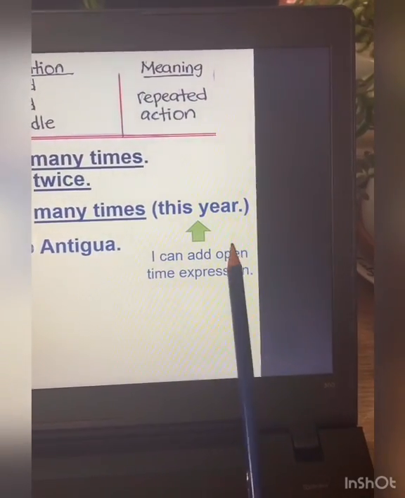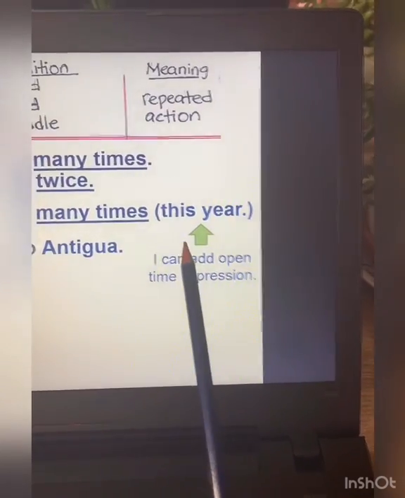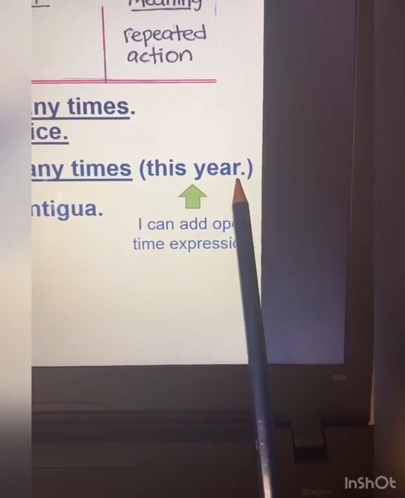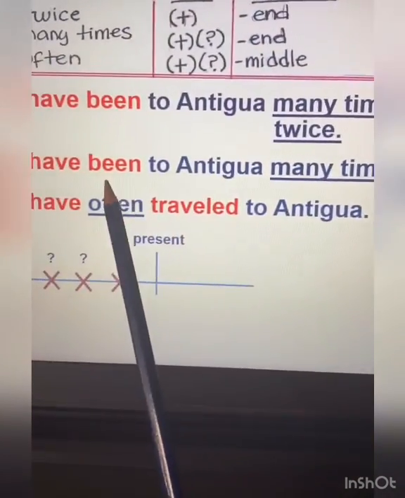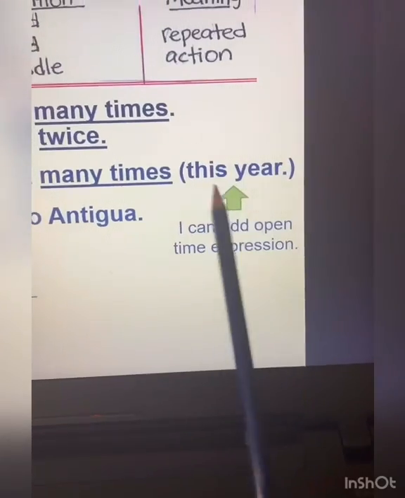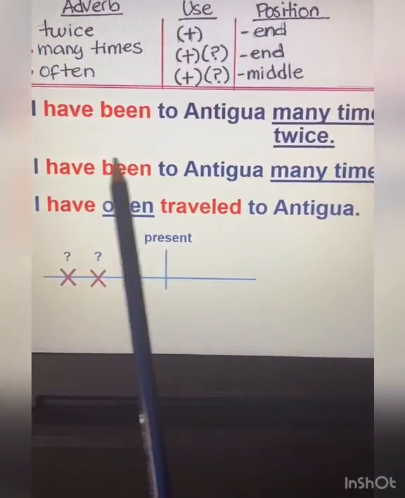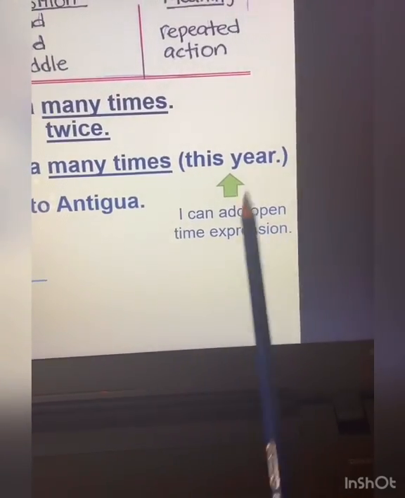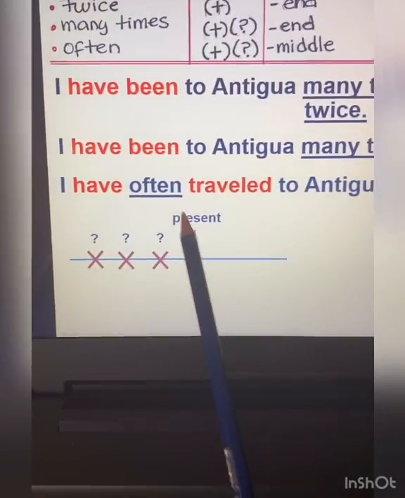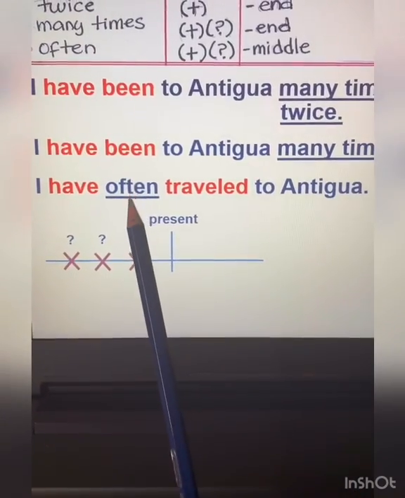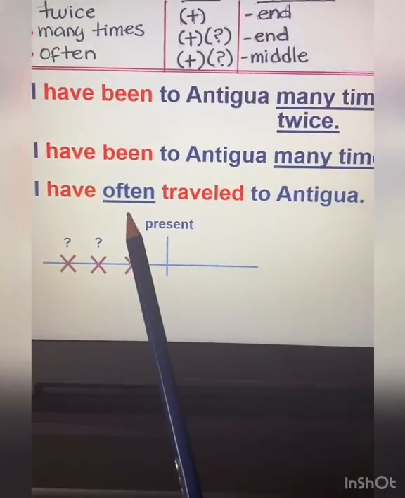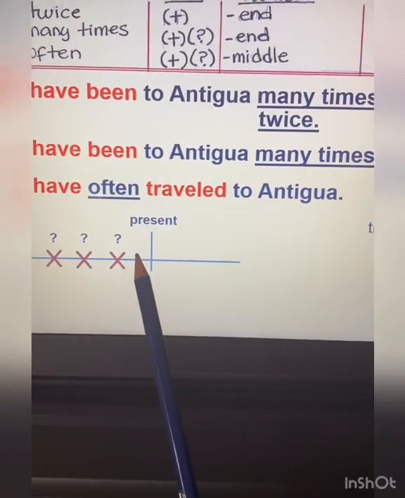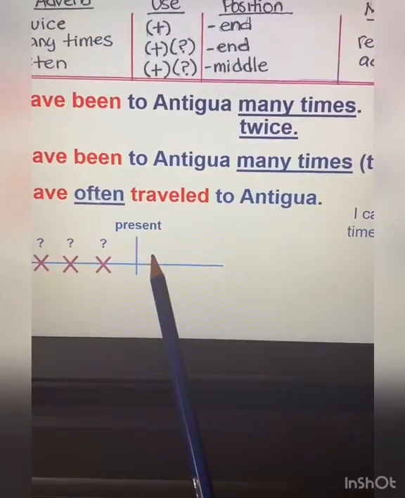What does open mean? It means that it is not finished. For example, this year. Is this year finished? No, not yet. So I can go to Antigua another time this year because it's not finished. So I say, I have been to Antigua many times this year, and maybe I will go again, okay? And to use often, remember that we place it in the middle. So I say, I have often traveled to Antigua, okay? Which means that I have done this many times and I will probably do it again in the future.